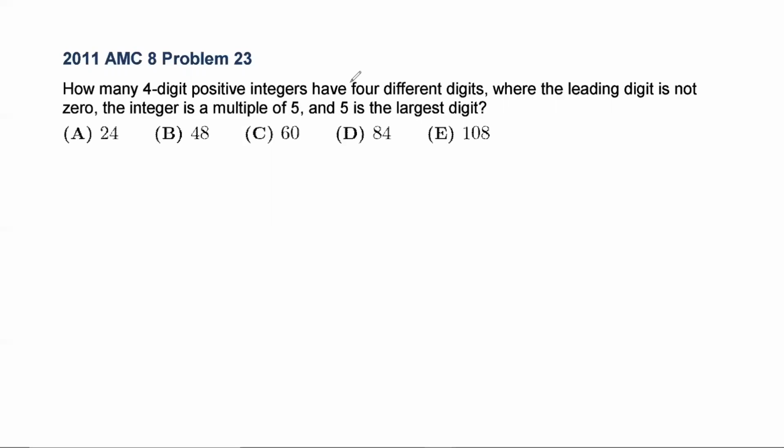Okay, so I'm going to get started here. This problem gives you several pieces of information. First, they tell you that this number is 4 digits. Then they tell you that the digits are different. They tell you that the leading digit is not 0. They tell you that the number is a multiple of 5. And finally, they tell you that 5 is the largest digit.